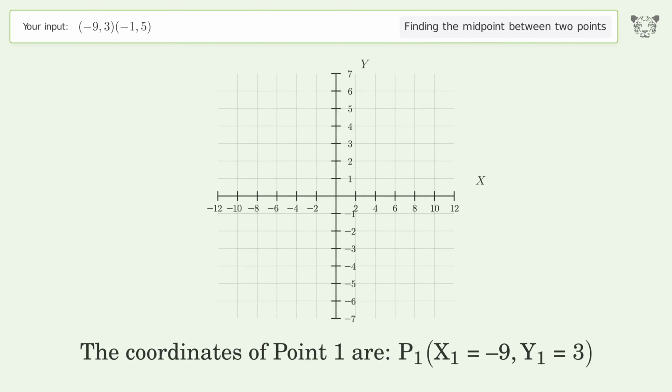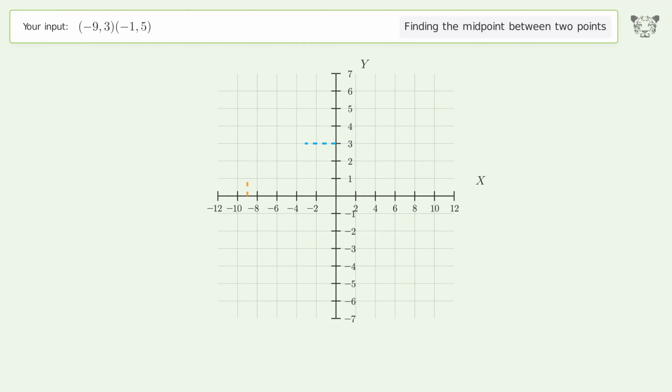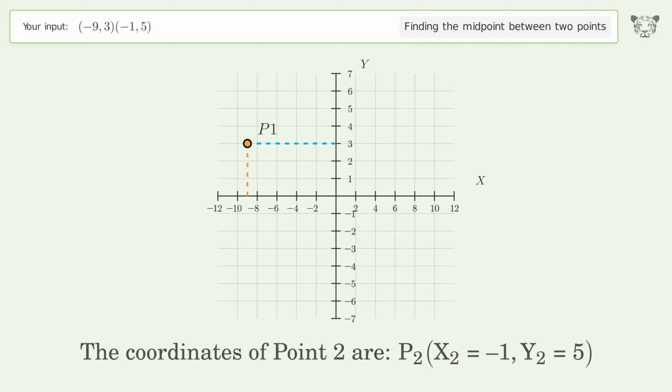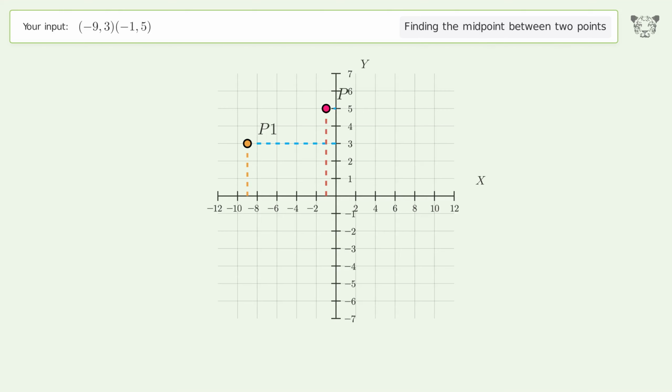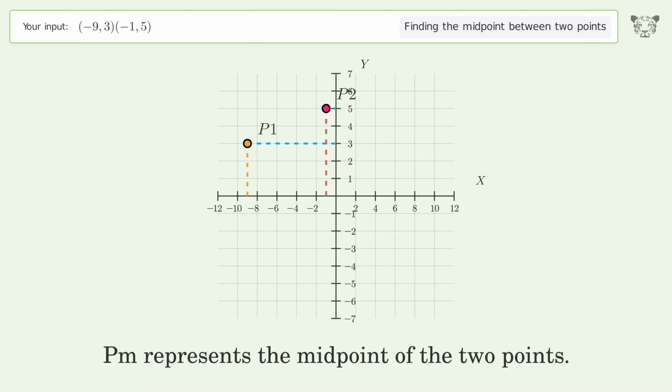The coordinates of point 1 are x1 equals -9, y1 equals 3. The coordinates of point 2 are x2 equals -1, y2 equals 5. PM represents the midpoint of the 2 points.